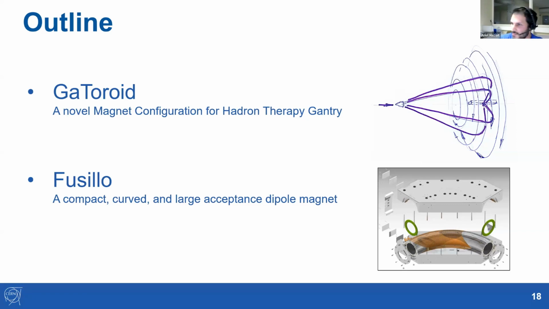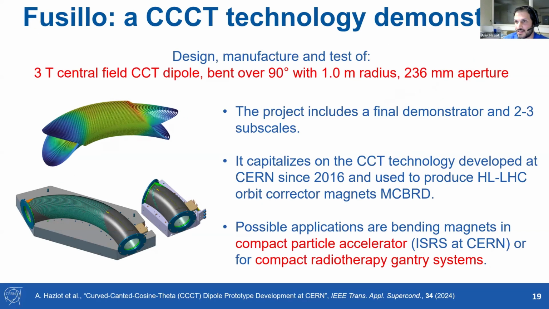And I think I have maybe a few minutes to switch to the Fusilo project pretty fast. The Fusilo project aims to design, manufacture, and test a compact curved magnet. It has 3 Tesla in the central field, and it's bent over 90 degrees. So it's a quarter of an accelerator, basically, over a small radius of 1 meter. And it has a very large aperture of 236.